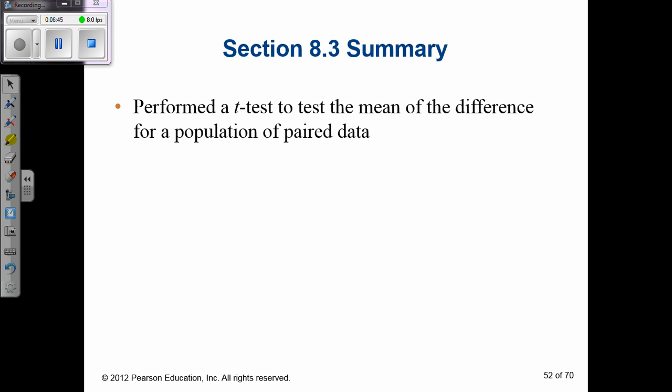That's the end of section 8.3. That's all we're going to be doing in chapter 8. This is all we're going to do in section 8.3. In some terms, we may do 8.4. We can now perform a t-test to test the mean of the differences for the population of paired data.